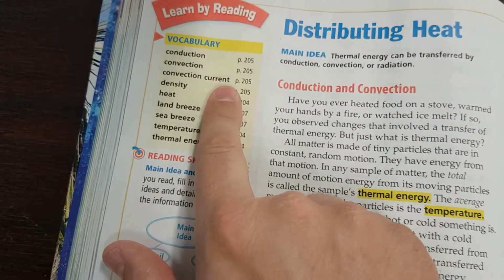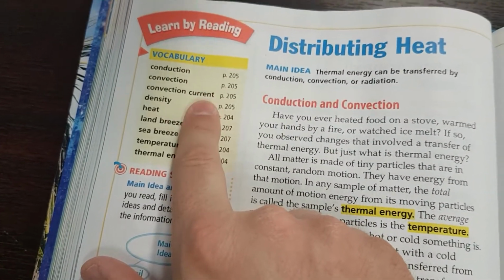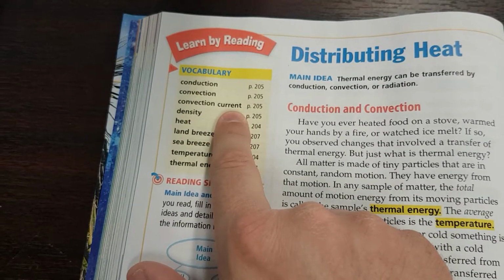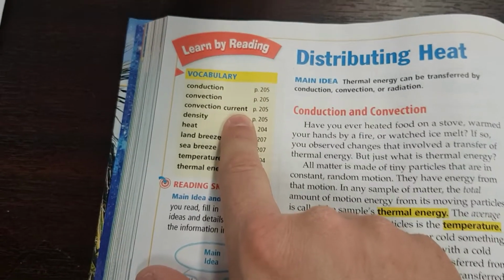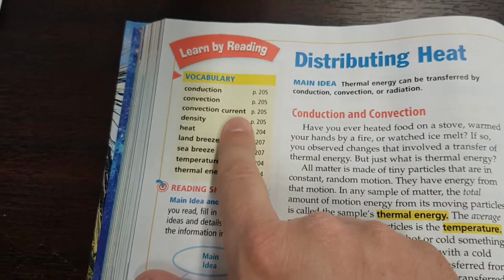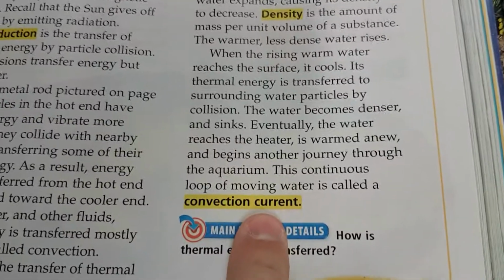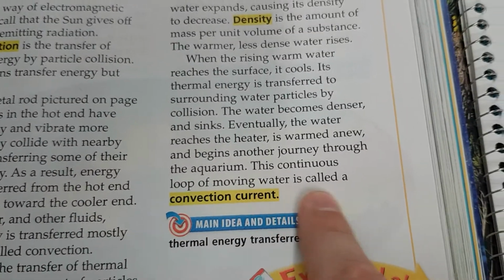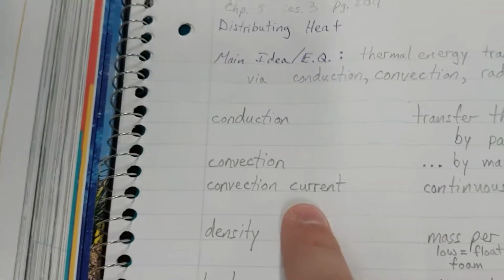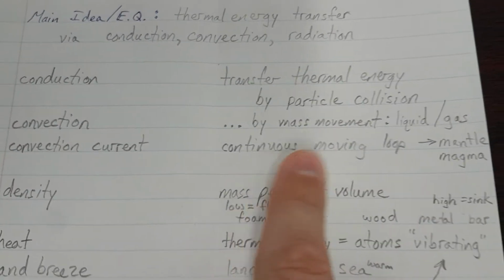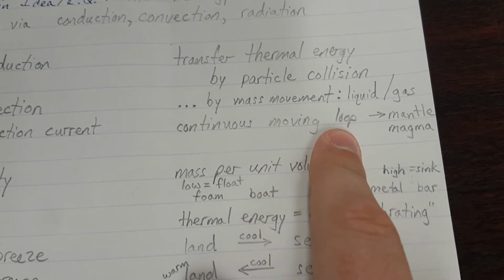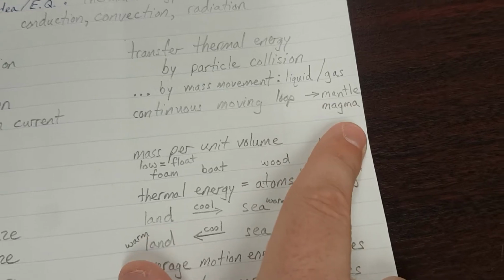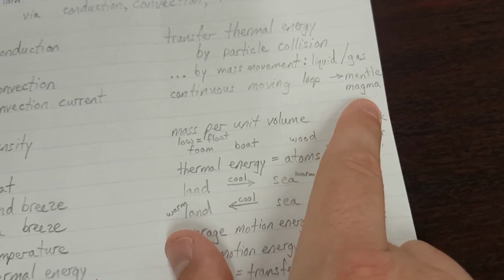Convection current. Hopefully this is ringing a bell. You've heard this before when we talked about the mantle and the core of the Earth. We talked about magma and the convection currents underneath the tectonic plates. This continuous loop of moving water is called a convection current. So a convection current is a continuous moving loop, and that reminds us of the mantle and magma. So that's why we put it there. Oh, hey, I remember what that was.